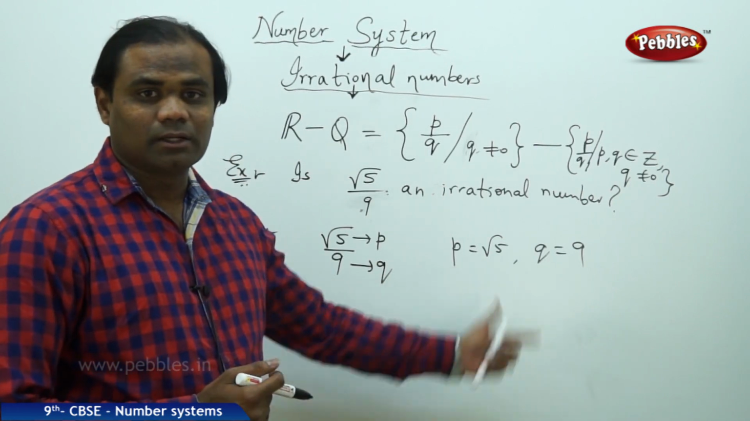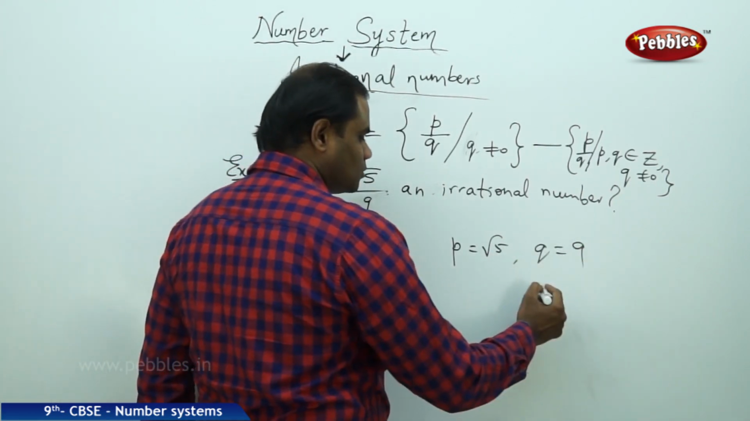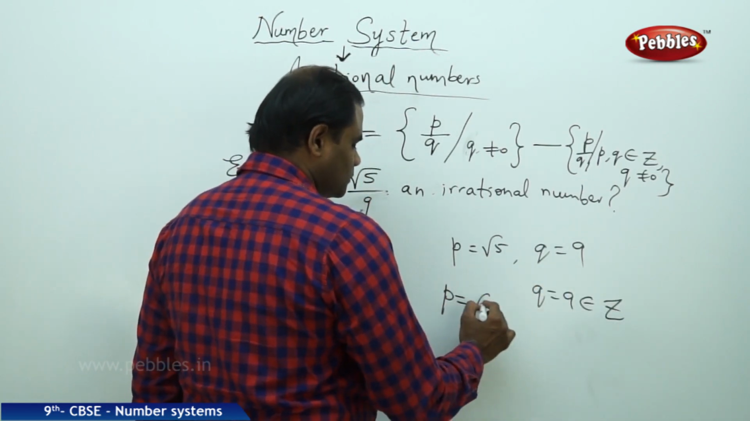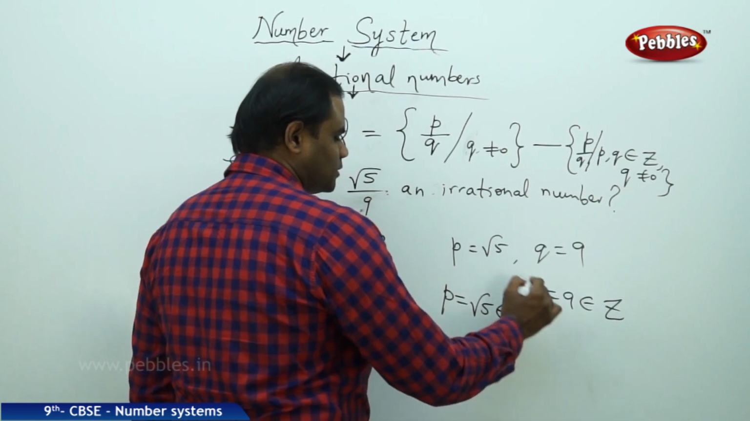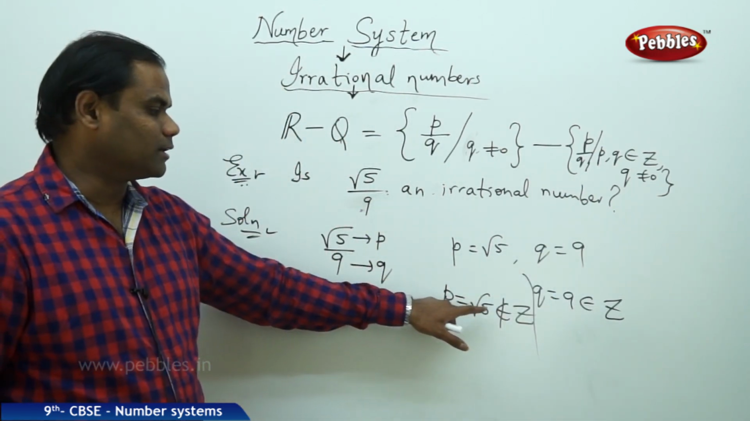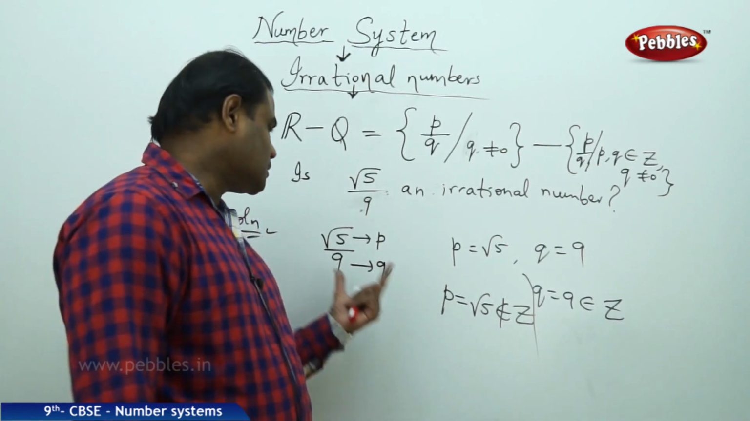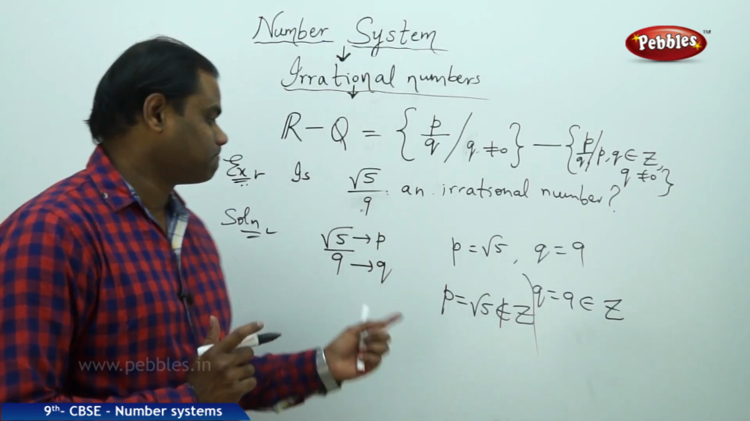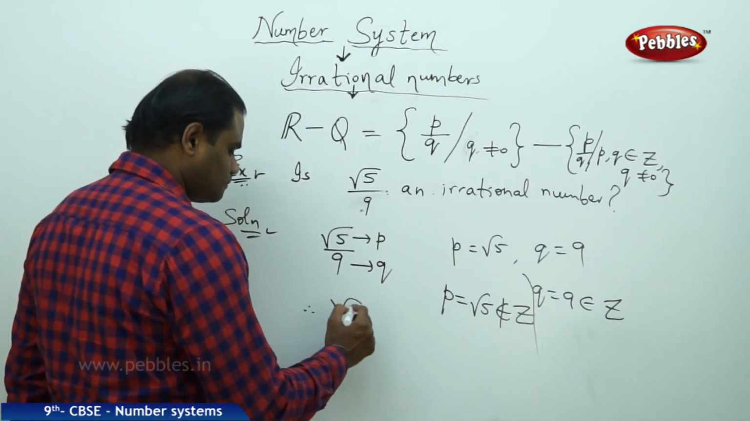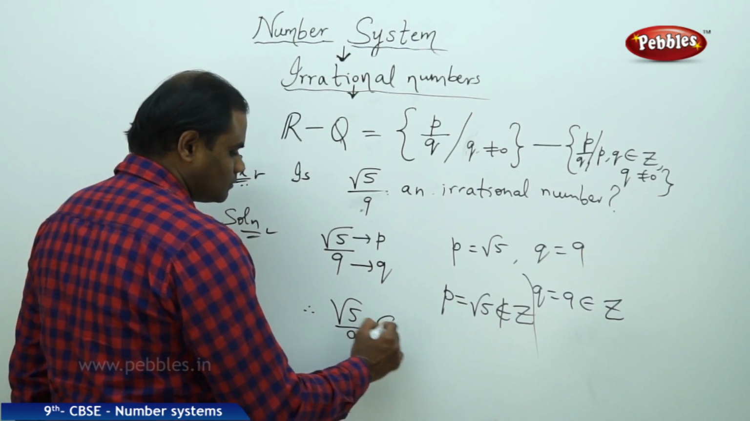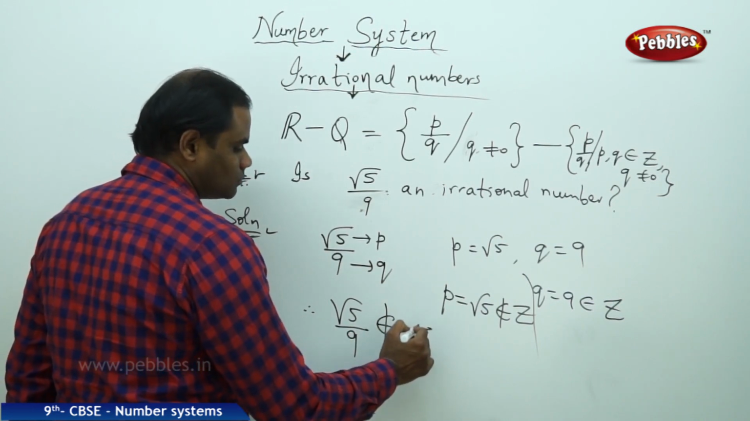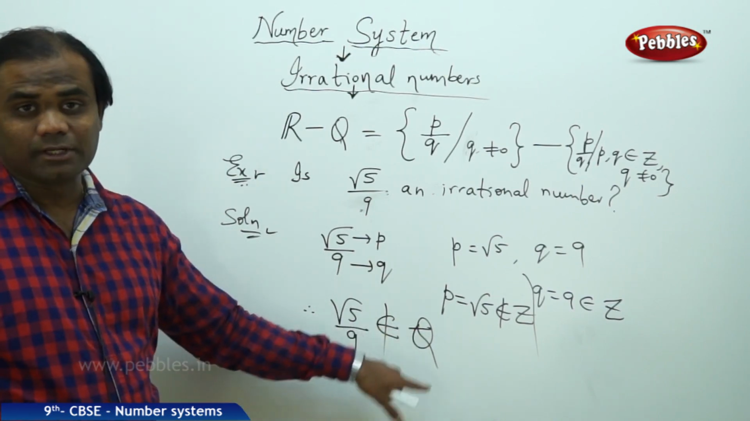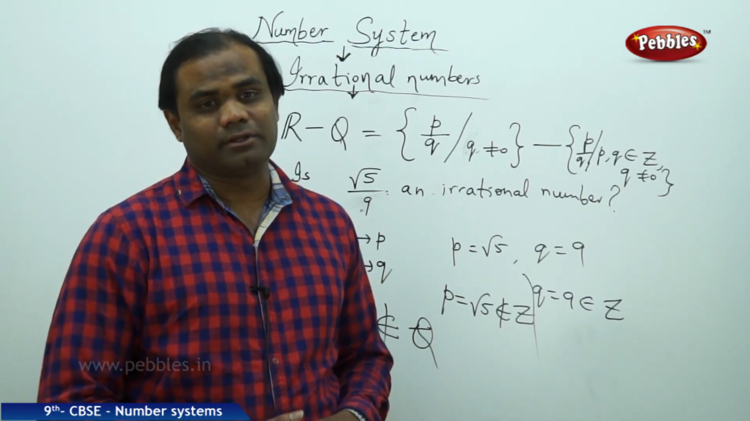With test number 1, I clearly identify that q equal to 9 belongs to Z, but p equal to root 5 cannot be an integer. Therefore, p equal to root 5 does not belong to Z. So root 5 over 9 fails the first test for a rational number, and therefore it does not belong to Q. It is not a rational number, so it is an irrational number.